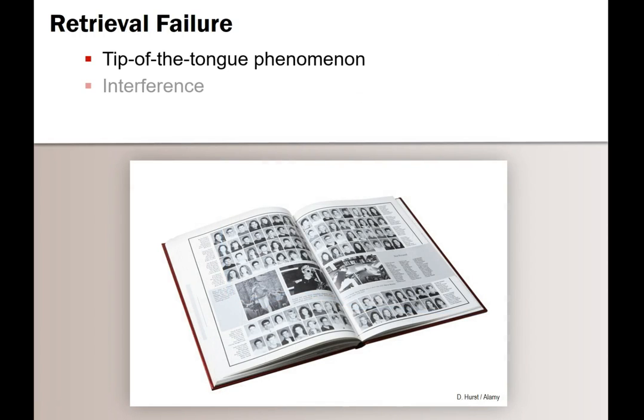Sometimes we have the information in long-term memory and we just can't quite retrieve it. And sometimes it's called the tip of the tongue phenomenon. Like if you're trying to recall someone's name, you're like, oh, it's right on the tip of my tongue. You know it's in there, but you just can't retrieve it. You might even know the first letter of their name, but you can't quite get their name. And that's just that sometimes we just can't quite retrieve it, even though it's in there.